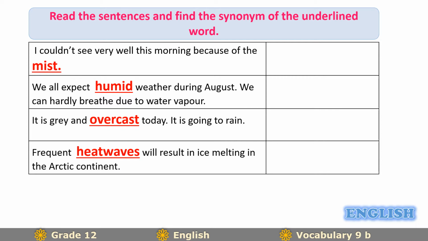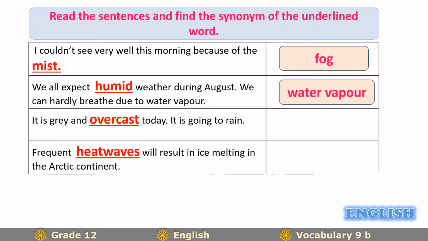Right, so let's check your answer now. The first one: I couldn't see very well this morning because of the mist. Excellent, mist means fog. Second one: we all expect humid weather during August. We can hardly breathe due to water vapor. So the word humid means water vapor, very good, which means hot and wet at the same time.